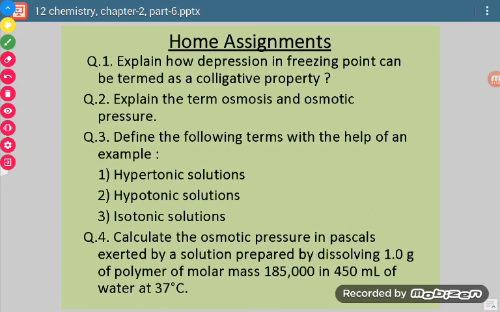Now whatever we have done till now, on the basis of this you have to solve these assignments.